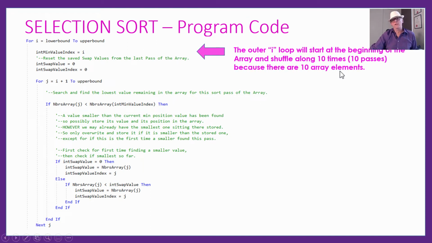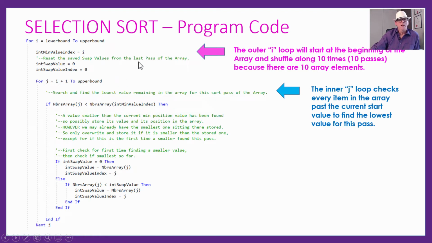We've got an outer loop, so that's going to start at the beginning of the array, and it's going to shuffle along 10 times, doing 10 passes altogether, because we've got 10 array items, okay? So that's going to be happening there, just to get us at some position to start on the array. And then we're going to have this other loop, the inner J loop, which is going to, once we're at that starting position for the I loop, go along through everything that's after that with this J loop and just check out what the values of those numbers are.